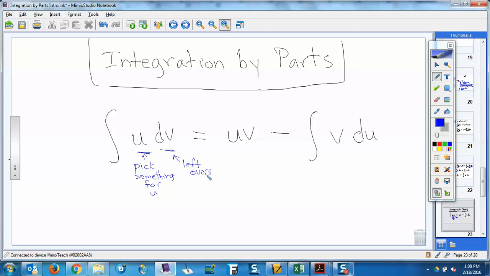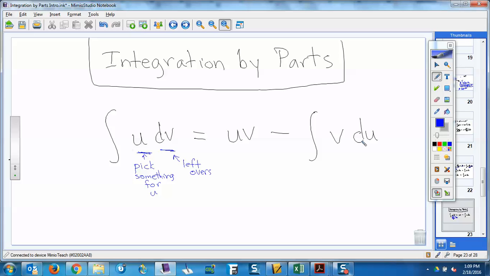Now, we're going to take those and plug them in over here. So whatever I pick for the u is going to go right there. And then, how will I get du? Well, if I have u, what's du? The derivative of it, just like we've been doing. So once I pick my u, I'll do the derivative of it, and that'll be my du, and that'll go right there. Now, how will I get v? Well, my leftovers is going to be dv. How can I go from dv to v?